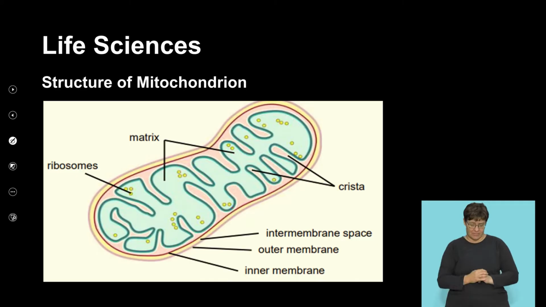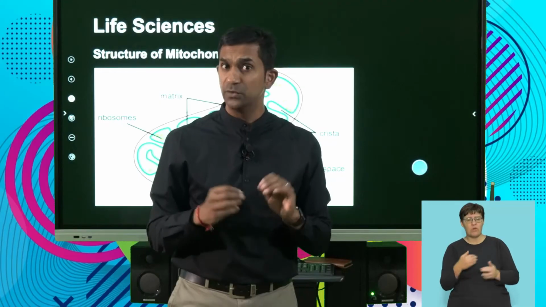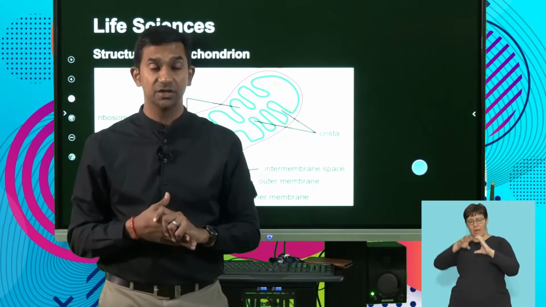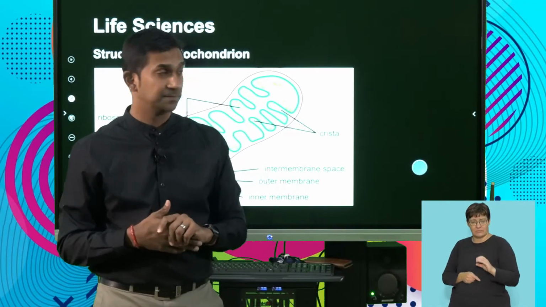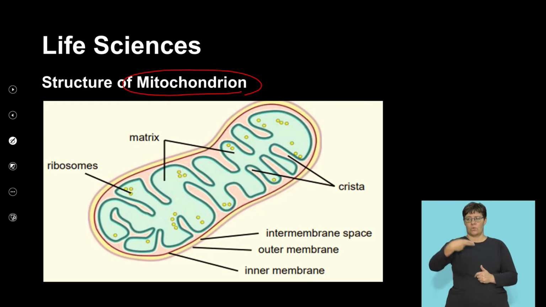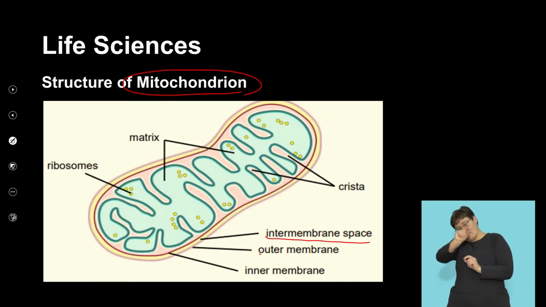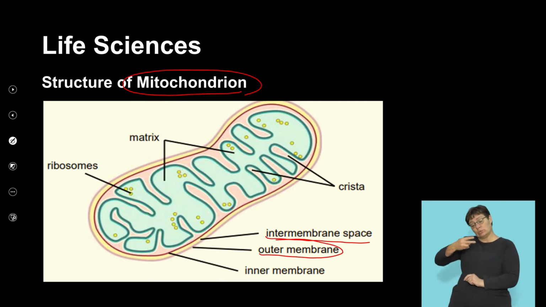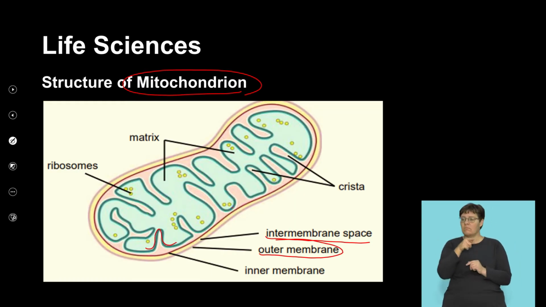Before we get into understanding the process, we should understand the structure of the organelle in which all of this happens. And the organelle in which respiration takes place is called the mitochondrion. This is a double membrane structure. As you would see, it contains an inner membrane and an outer membrane. And these two membranes enclose a series of folds. And these folds are called the cristae.